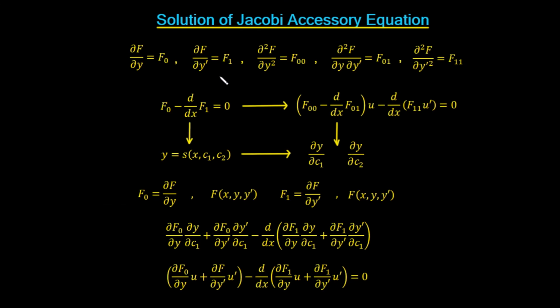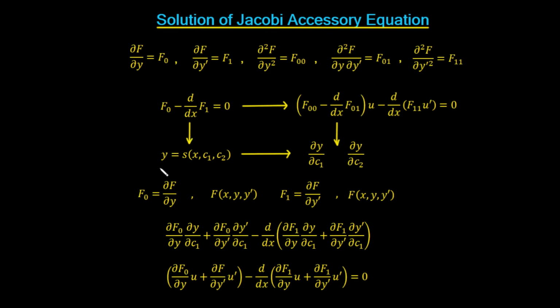So let's go ahead in this video and we'll look at solutions to the Jacobi accessory equation. Now we've seen that we can write these partial derivatives in this form, and we've seen this in previous videos, so I won't go into that again. It allows us to then write the Euler-Lagrange equation in this format here, and also the Jacobi accessory equation in this format here.